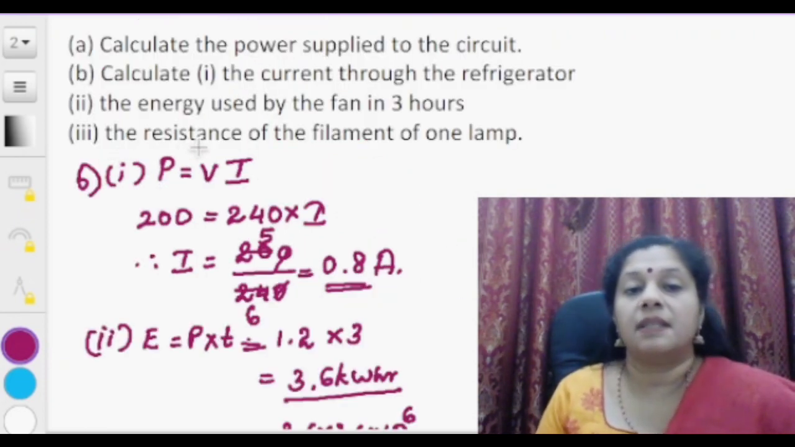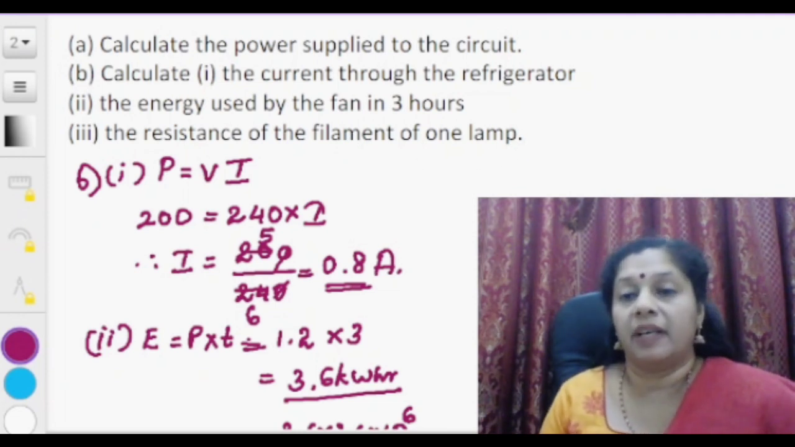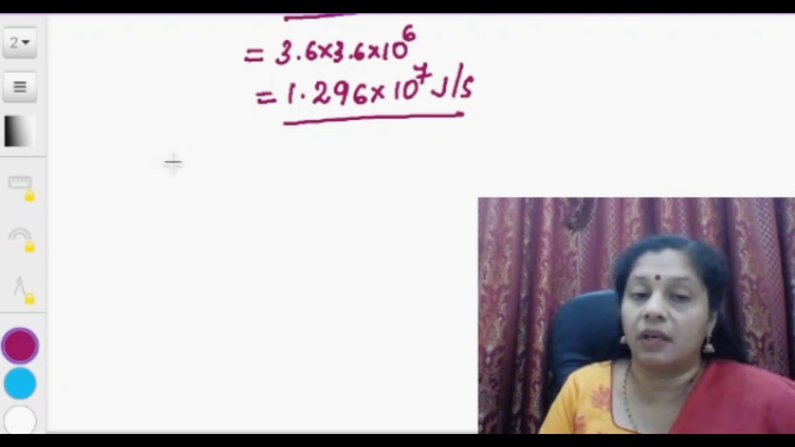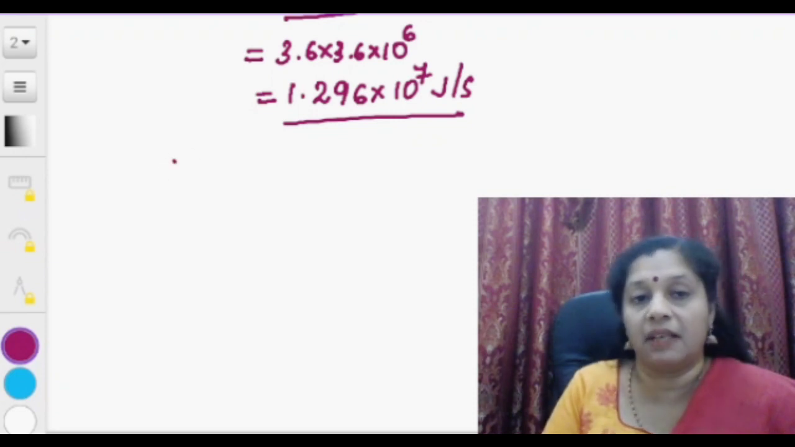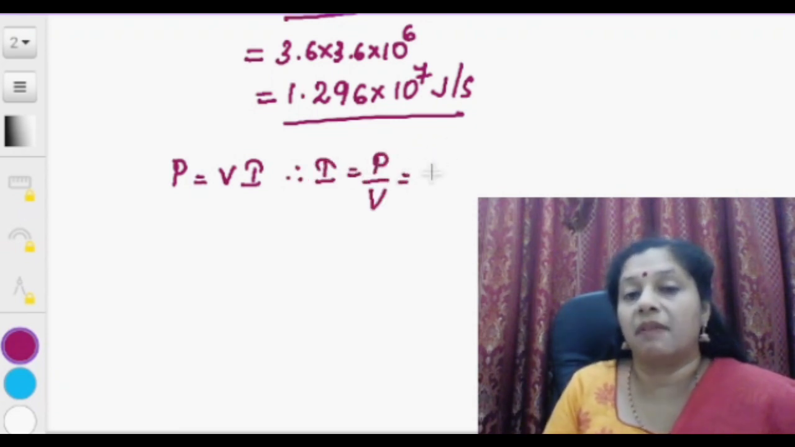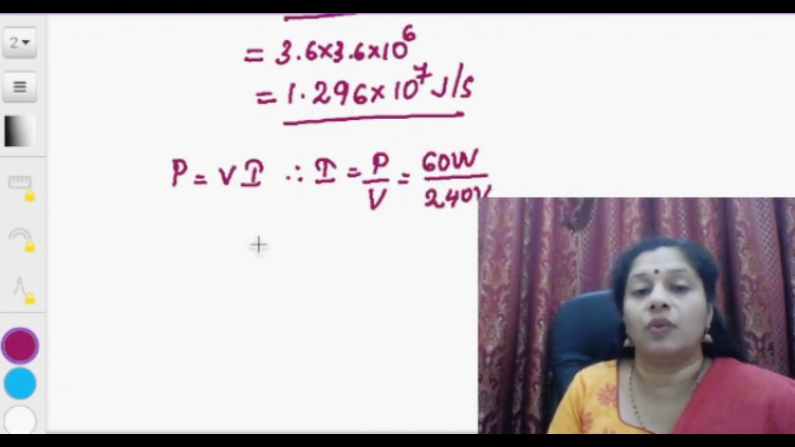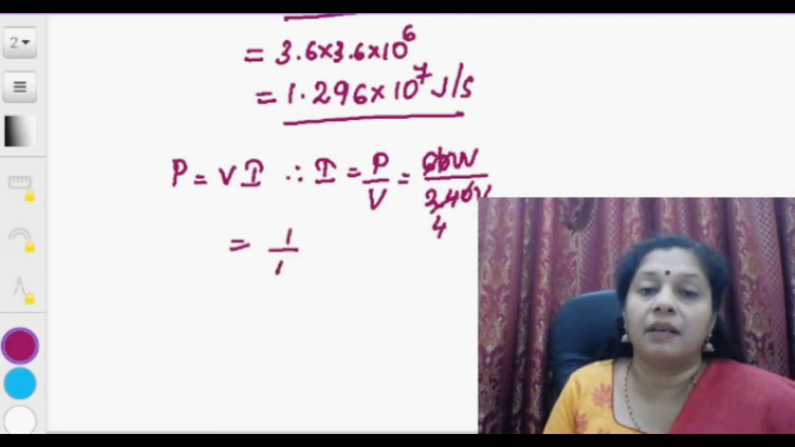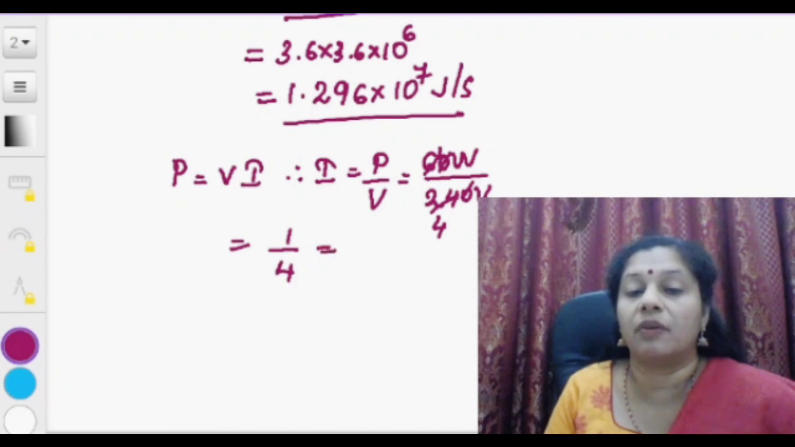So the next question is the resistance of the filament of one lamp we have to find out. To find the resistance, according to Ohm's law, we want I and V. V is here. So how will I find I? From P we can find I. P is equal to VI. Therefore I is equal to P upon V. What is the power of the bulb? 60 watts. What is the voltage? 240 volt. So this is 1 by 4. I is equal to 1 by 4, or you can say 0.25 ampere.